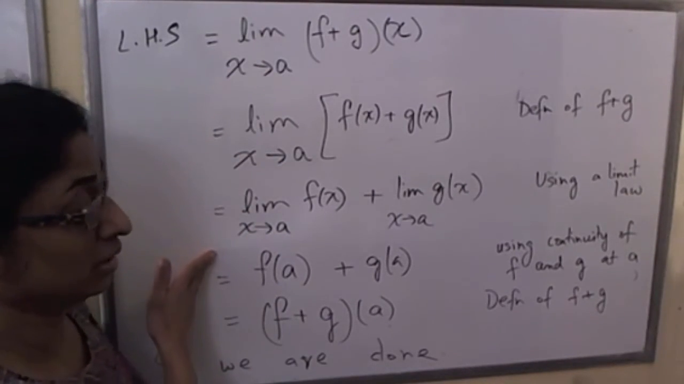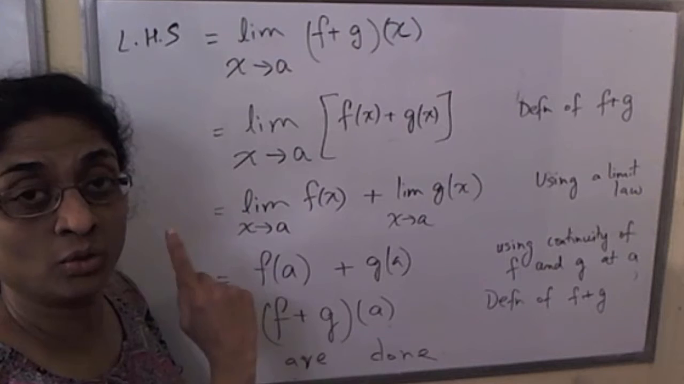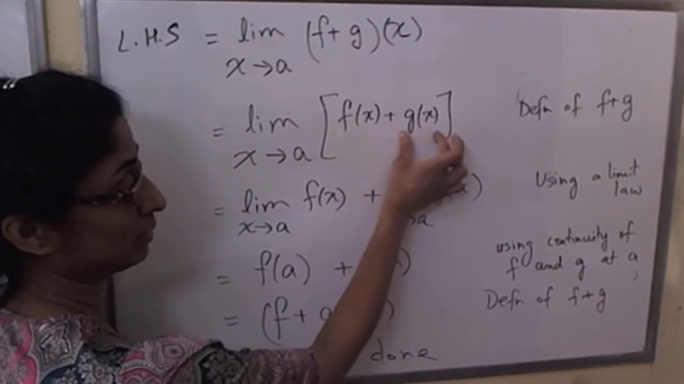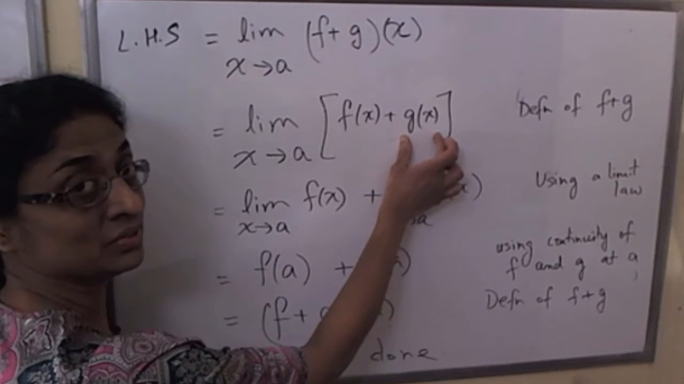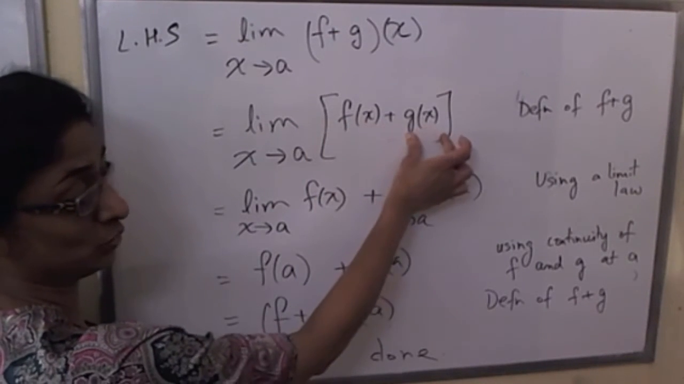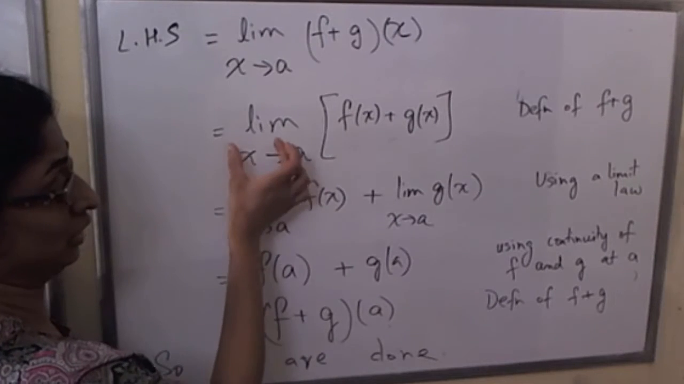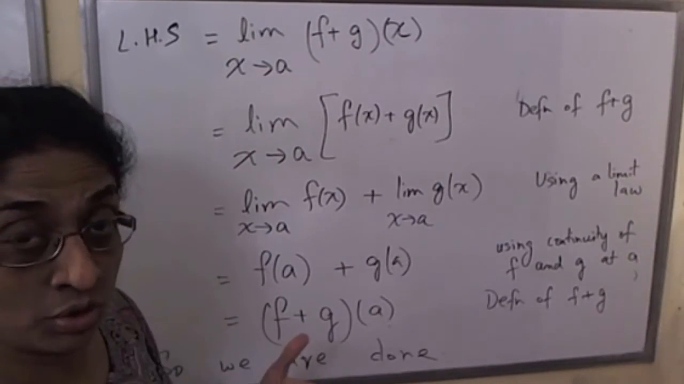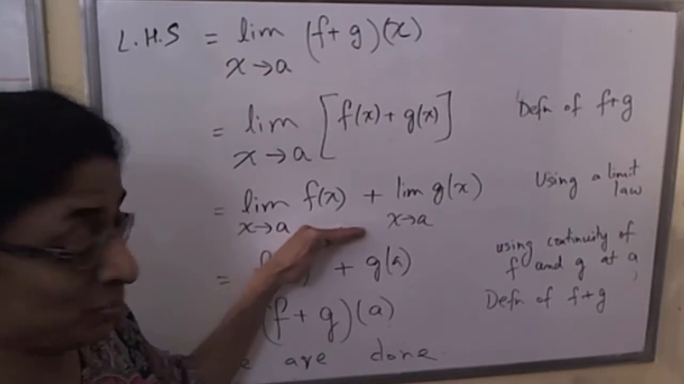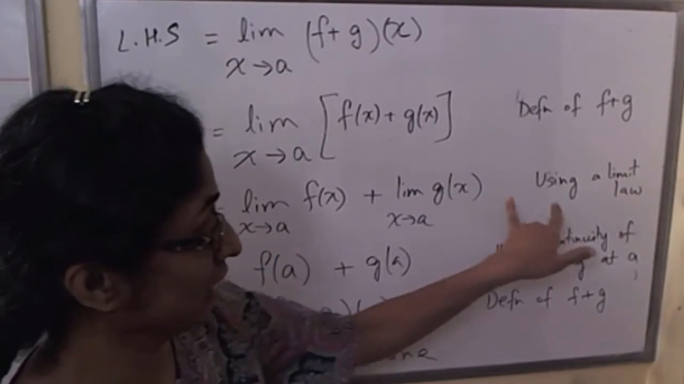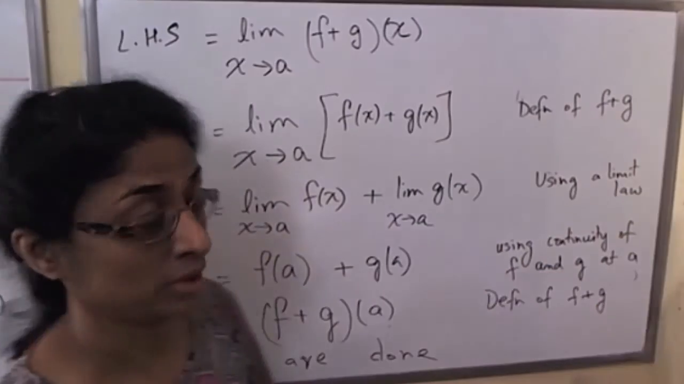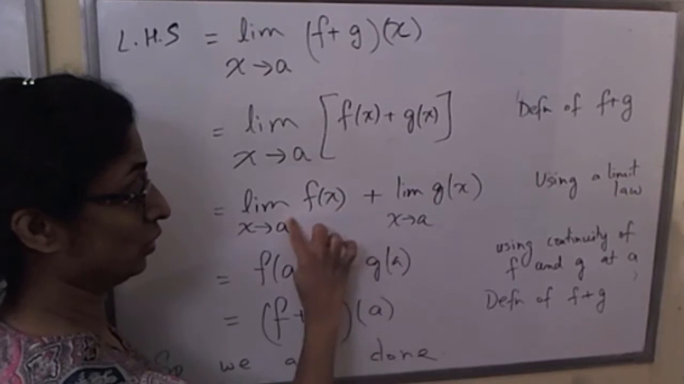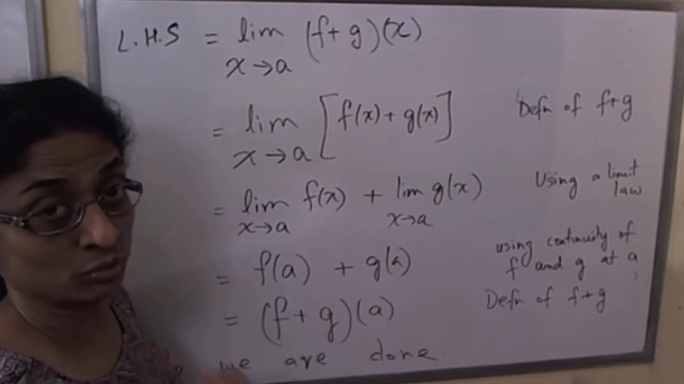I'll continue on. At this point, I recall one of the limit laws, which tells us the limit of the sum of two functions is really the same as taking the limit of individual functions and adding them together. So limit of this plus limit of this function. So if you want to justify how we move from this step to this step, we can simply say I used a limit law, which tells you the limit of the sum of two functions is the sum of the individual limits. That's what we used.